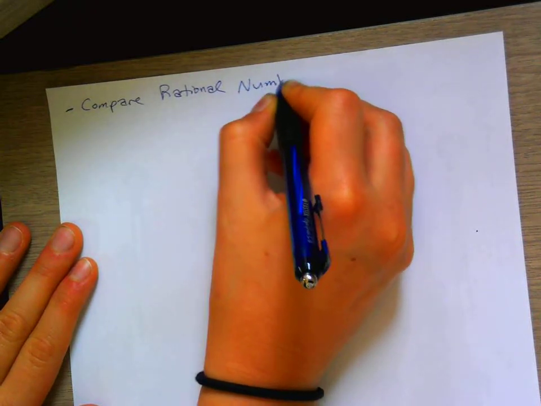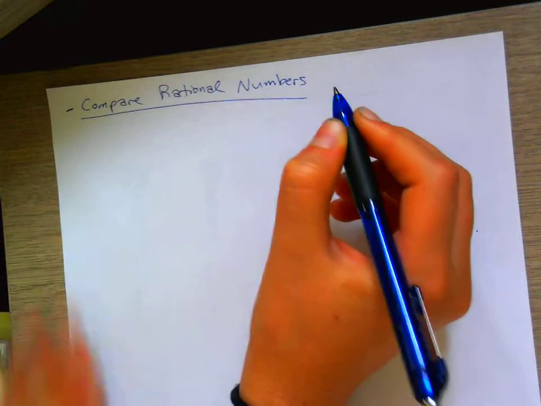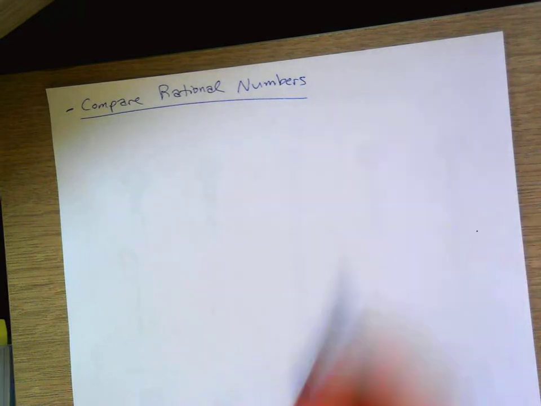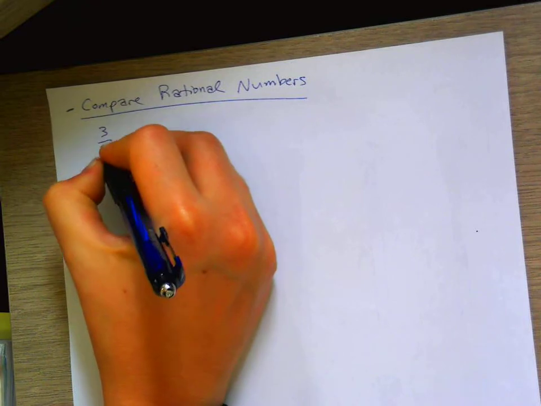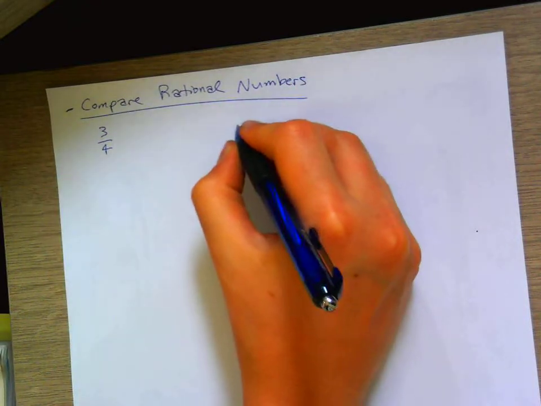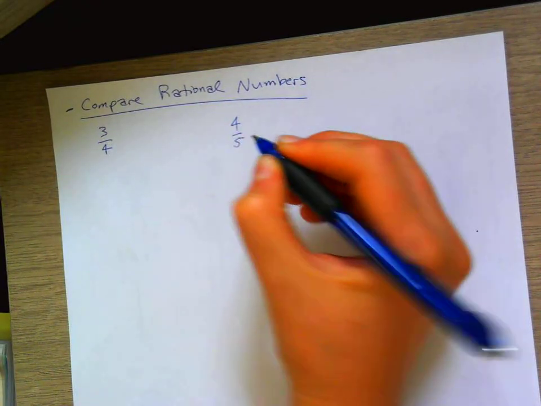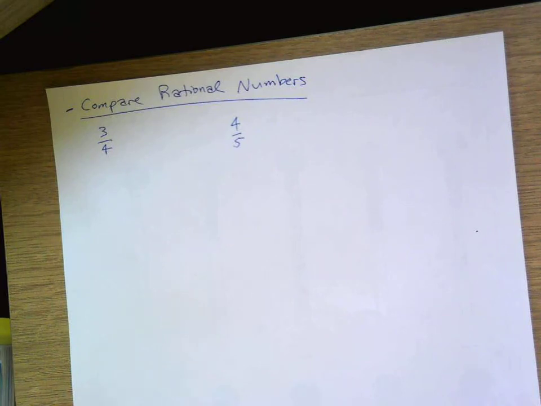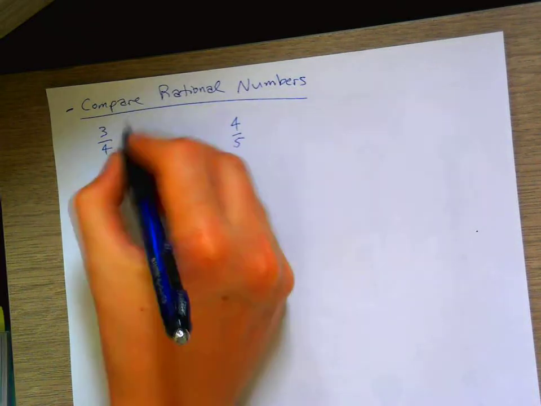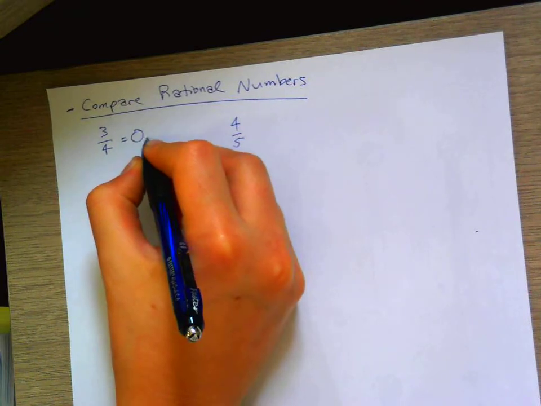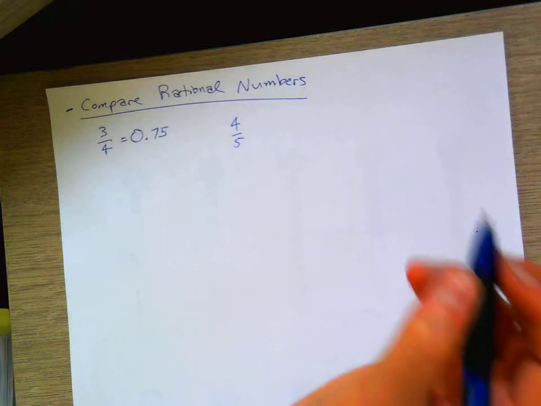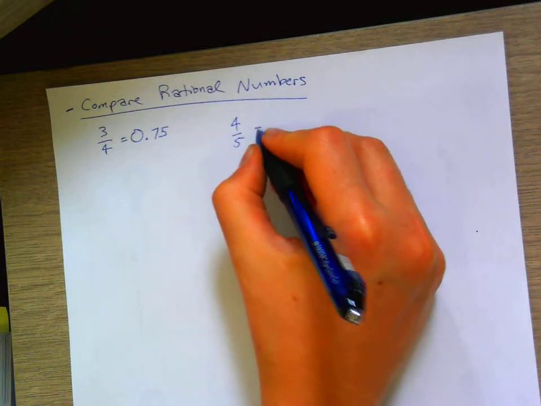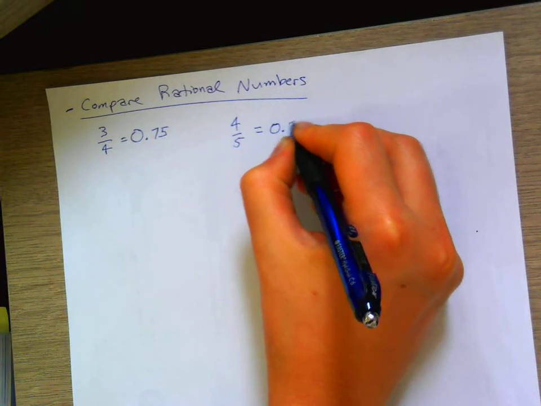So let's say we want to compare 3/4 with 4/5. We want to figure out where they are related to each other on the number line. So first we're going to write it as a decimal. We just learned how to write fractions as decimals, and 3/4 would be 0.75. 4/5 would be 0.8. And now we're going to compare the rational numbers by comparing their decimal forms.